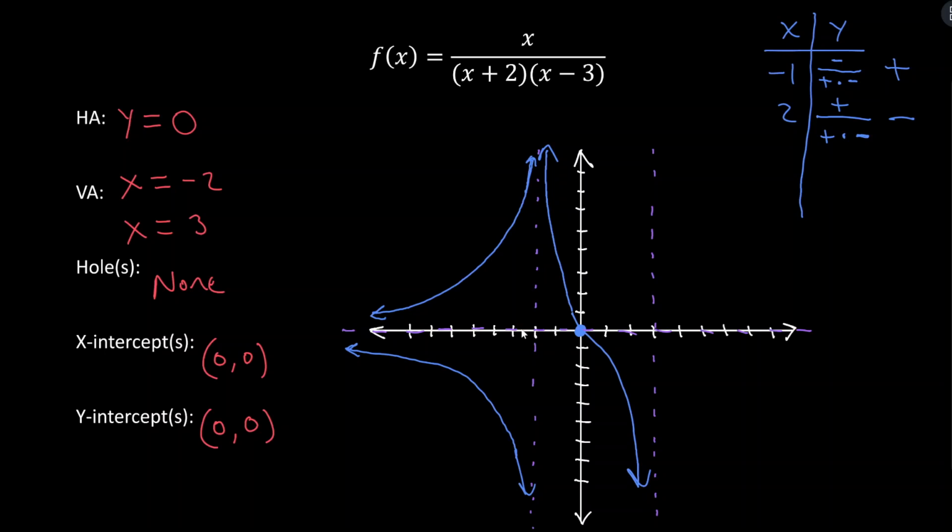I'm just going to choose -3. Let's plug it in. We get -3 in the numerator. -3 plus 2 is -1, times -3 minus 3, which is a negative as well. And so this gives us a negative, right? Because we have an odd number of negatives, which means this has to be the case down here.